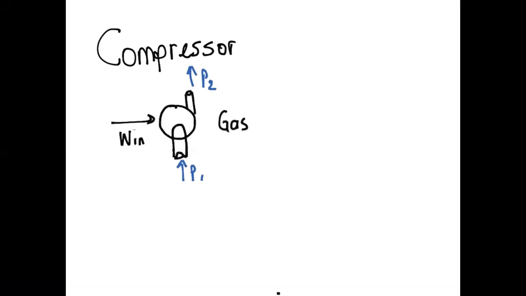The mass balance for this will state that area 1 velocity 1 over specific volume 1 equals area 2 velocity 2 over specific volume 2. And in this case, in the gas, the specific volume will change.